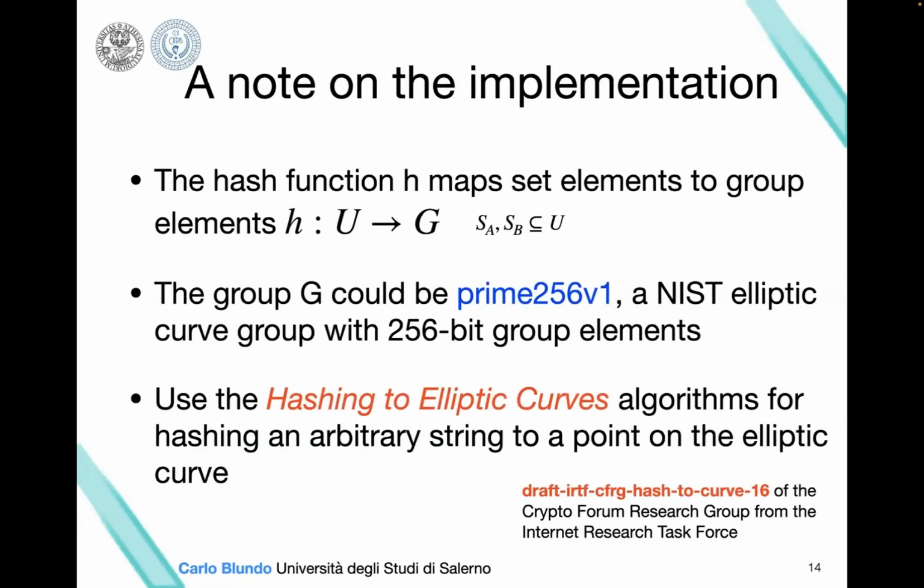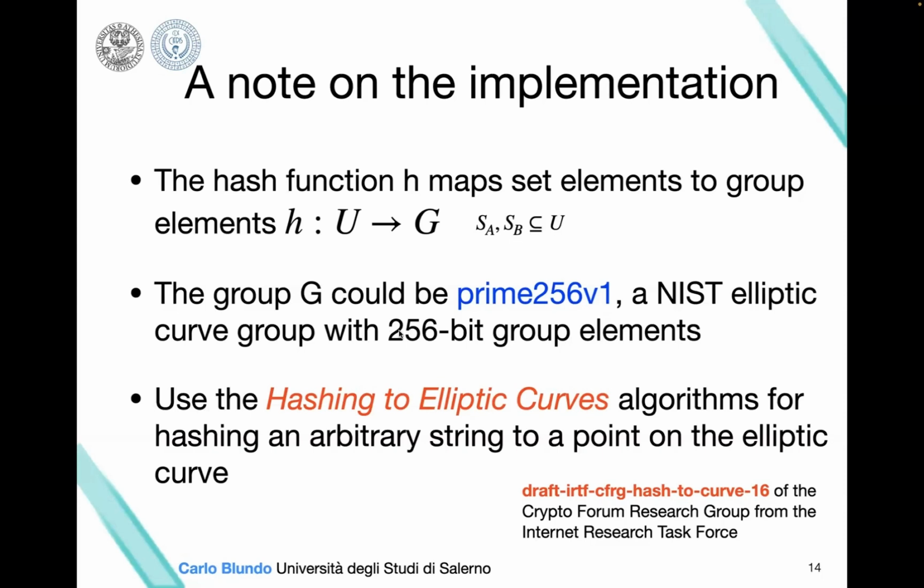Just a short note on the implementation. If you want to implement the protocol, we have to consider a hash function with the property I showed you before, from a universe U, which can be all the strings of length 1,000, to a group G. In general, the group G could be a standard group, called prime 256 version 1, which is based on an elliptic curve group from NIST, so it's standard.